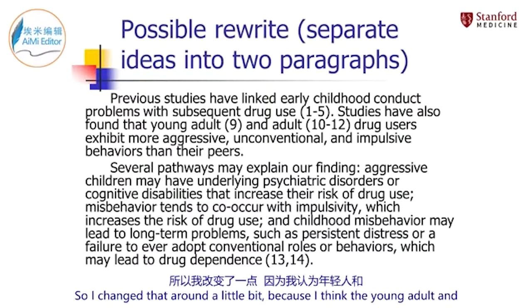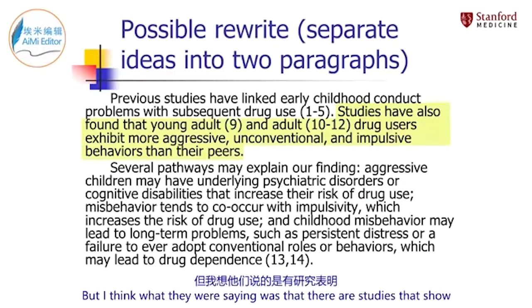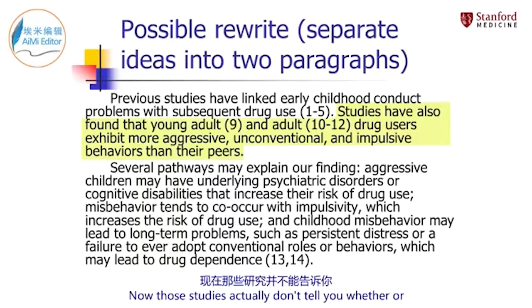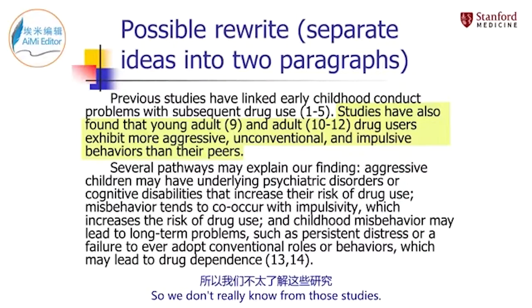So I changed that around a little bit because I think the young adult and adult studies, it wasn't very clear in the original, but I think what they were saying was that there are studies that show that these things co-occur. The aggressive, bad behavior co-occurs with drug use in adults. Now, those studies actually don't tell you whether or not the aggressive behavior causes the drug use or whether the drug use causes the aggressive or unconventional behavior. So we don't really know from those studies.